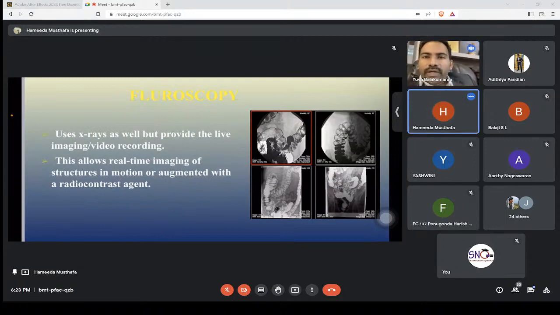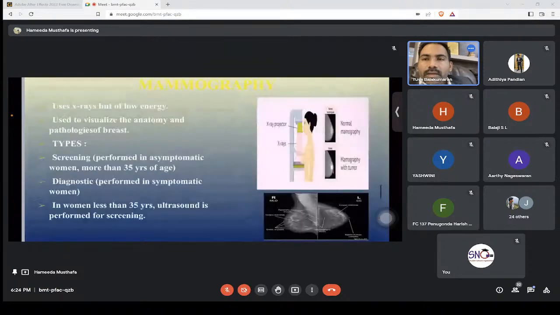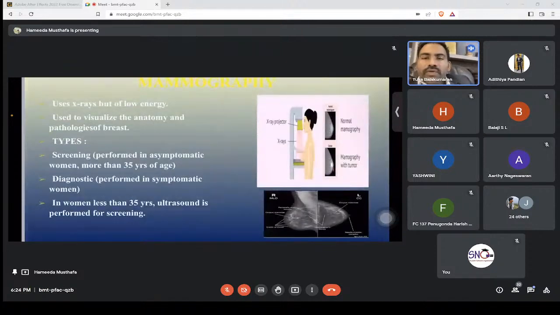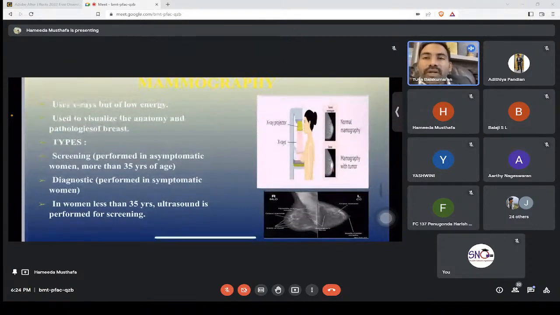Okay. So fluoroscopy is live X-rays. This allows the real-time imaging of the structures in motion, or augmented with a radio contrast agent. So we can see the structures live by using the X-rays, but it is very harmful for the patient. But it's very short term. So that is fluoroscopy.